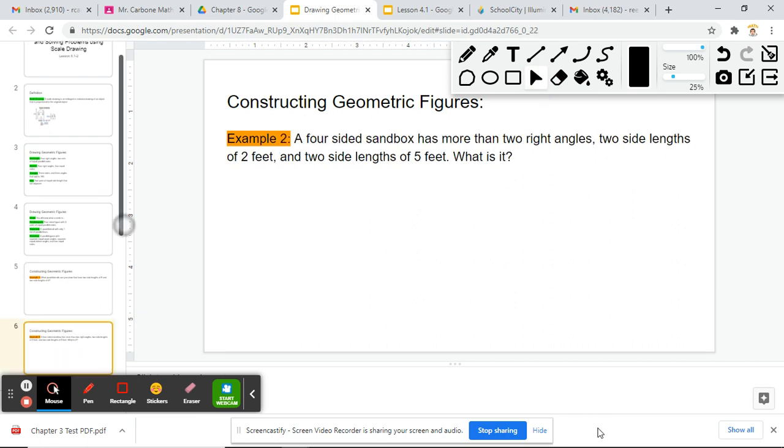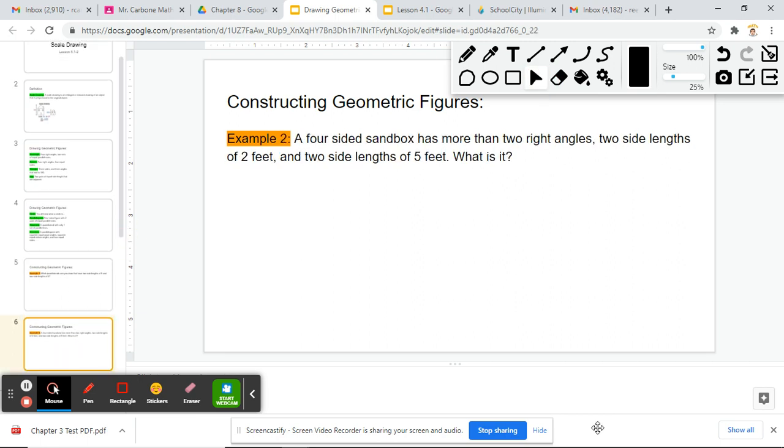All right, another example for us. A four-sided sandbox has more than two right angles, two side lengths of 2 feet, and two side lengths of 5 feet. What is it? Well, I'll just tell you guys a trick. If something has two or more than two right angles, then it automatically has four right angles. So we know right off the bat that this is going to have four right angles.